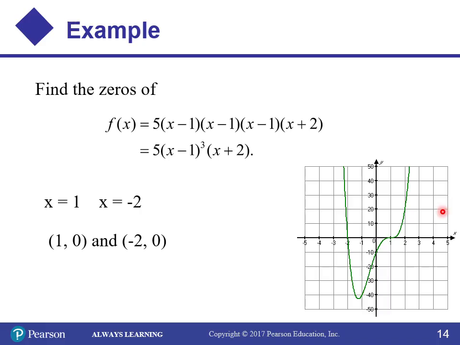And there's a graph that shows that yes, you could have up to 4 because there are 4 different x's in there. But since we have 3 at the same number there at 1, then we only end up with 2 intercepts on the actual graph.